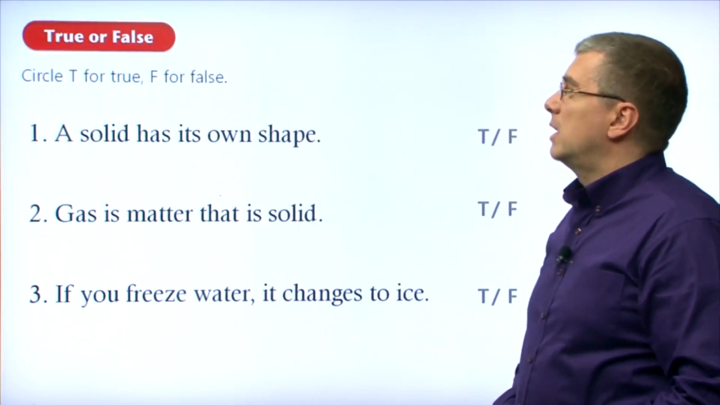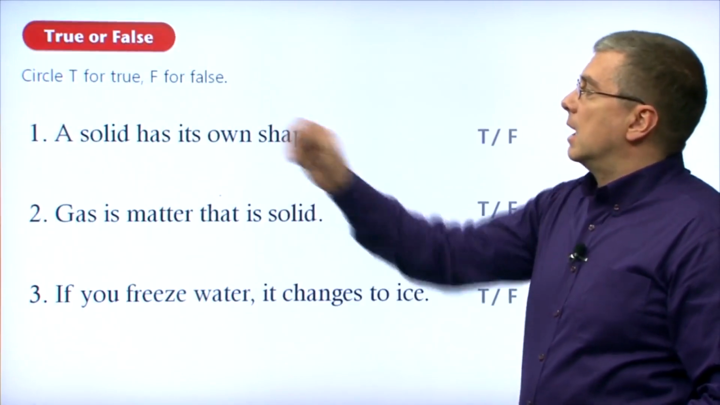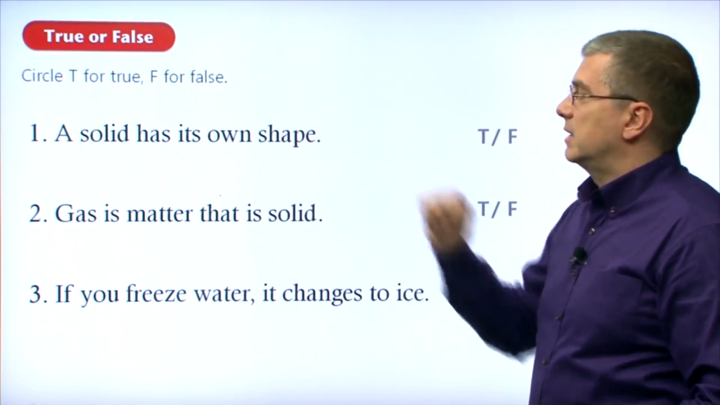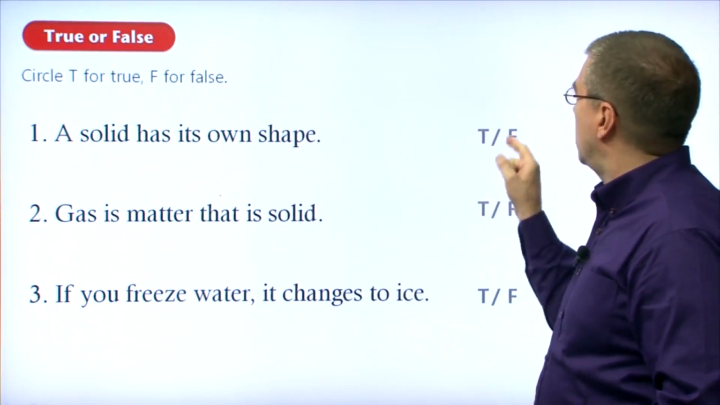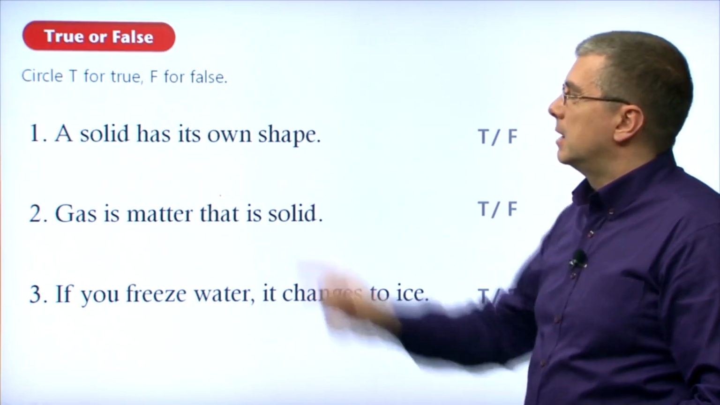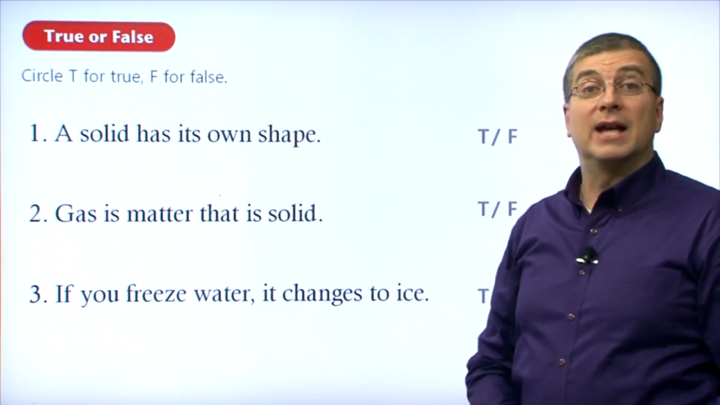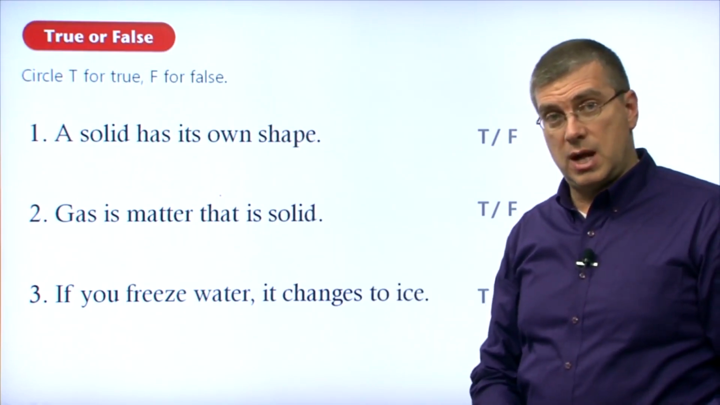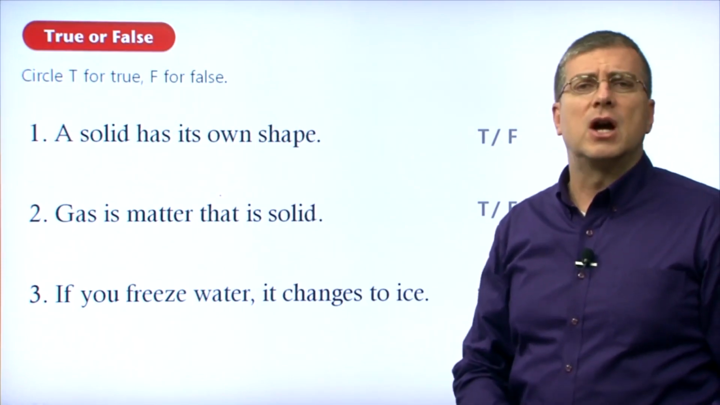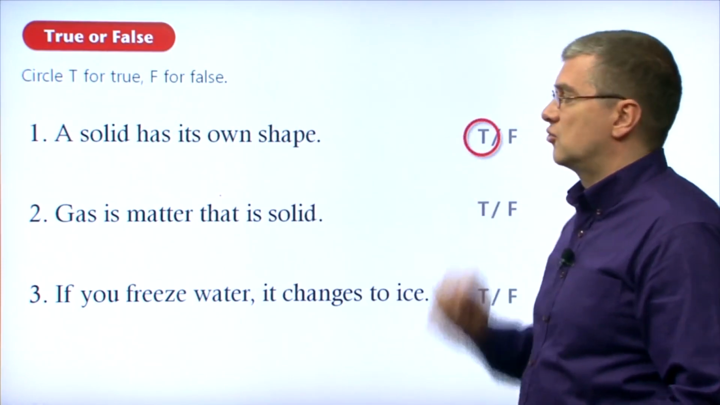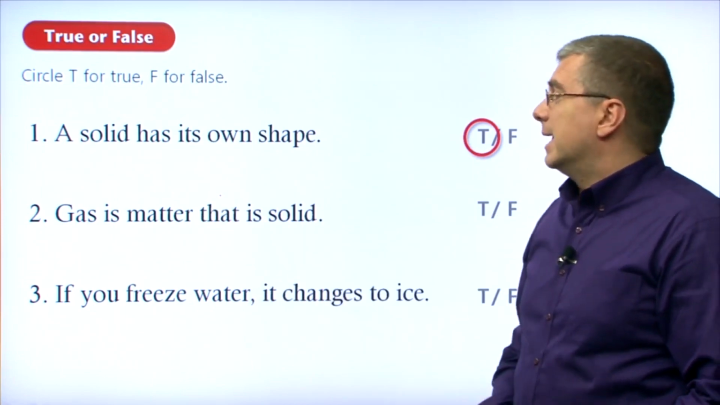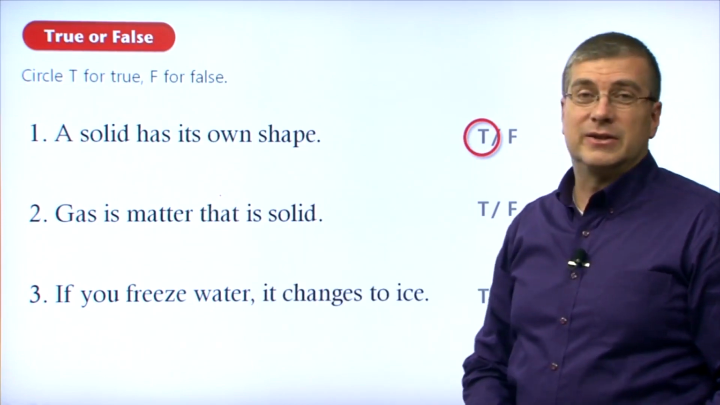Okay, let's move on to our true-false questions. Again, we're going to circle T if the sentence is true, and if the sentence is false, we will circle F. Number 1, a solid has its own shape. Is that true or not? We just talked about that. Sure, solids have their own shape. That is true.